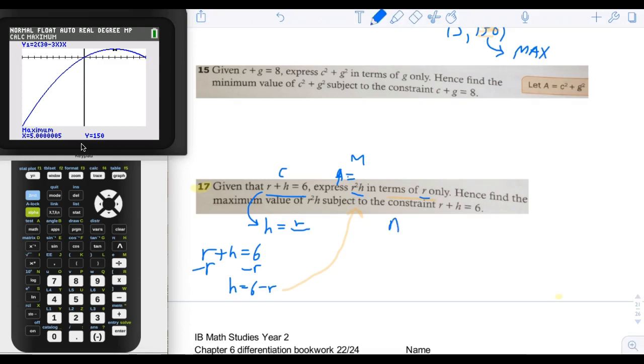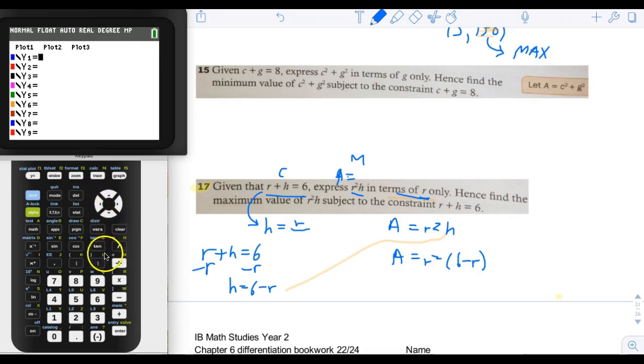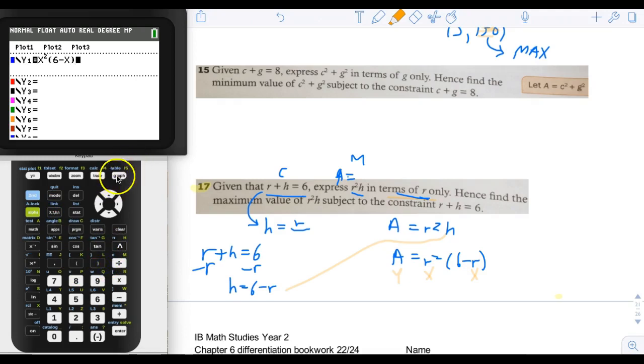Once we get H equals 6 minus R, then we're going to put it into our main equation. And our main equation originally is A equals R squared H, but we want to make it so that there's only R's in it. When we do that, we're just going to use this equation, and we're going to put it in for H. So we're going to have A equals R squared times 6 minus R. And so we can put that expression into the calculator as the main equation. So instead of A and R, what we're going to use is Y and X. So we're going to have Y1 equals X squared times 6 minus X. And then we're going to graph it.